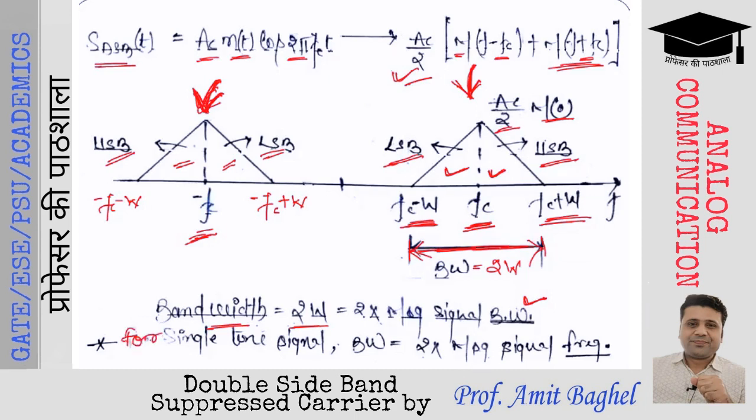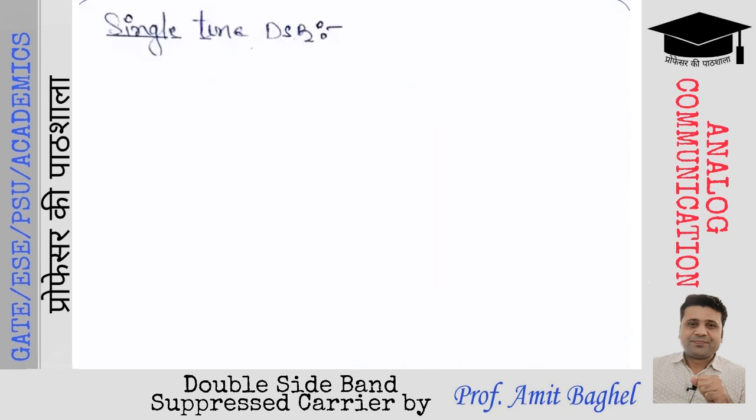For the single tone message signal, the bandwidth will be written as 2 into the message signal frequency, because in the single tone message signal, there is no bandwidth of the message. It has only a single frequency. Let us analyze the single tone message signal and try observing the DSB modulated waveform. So we are taking a case of single tone double sideband suppressed carrier.